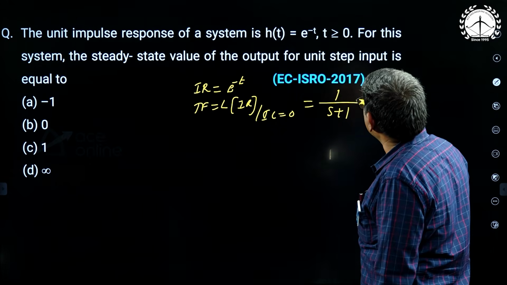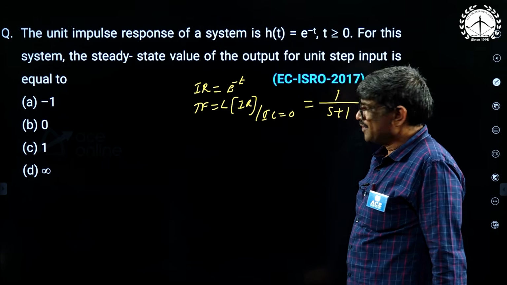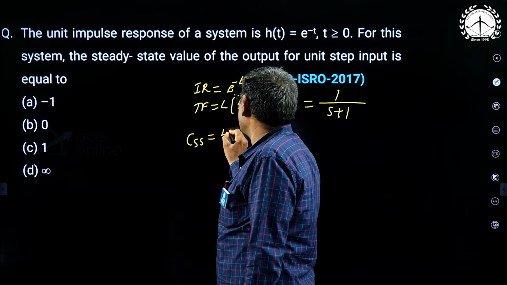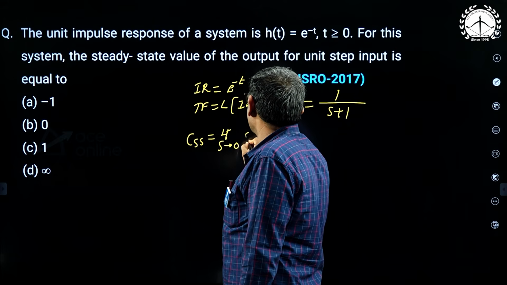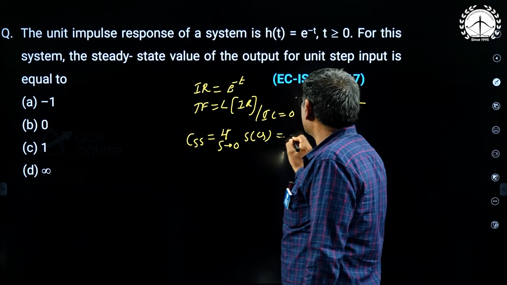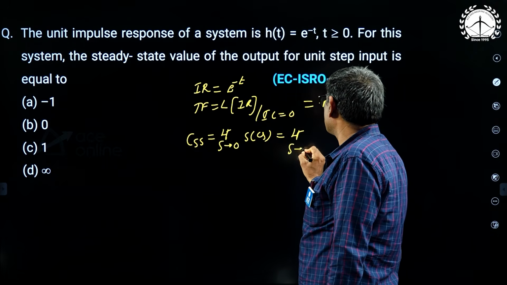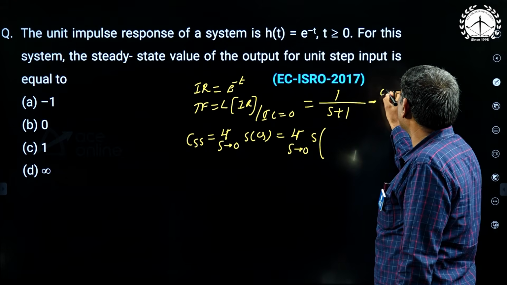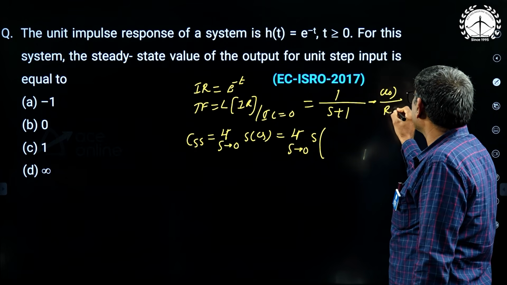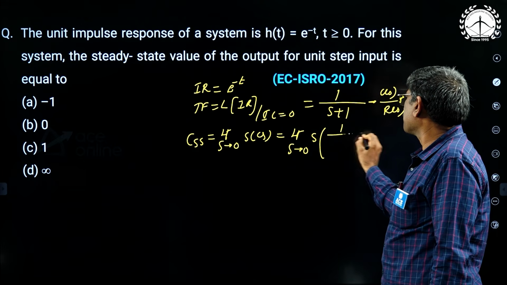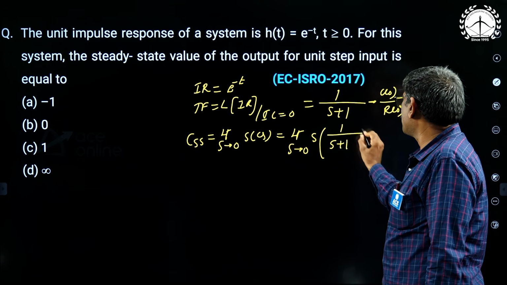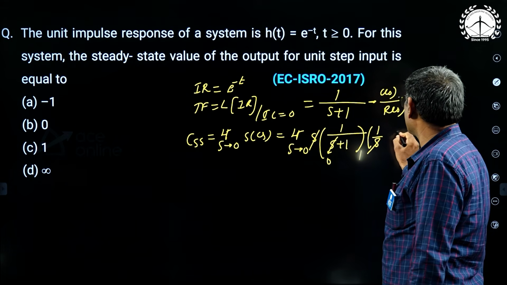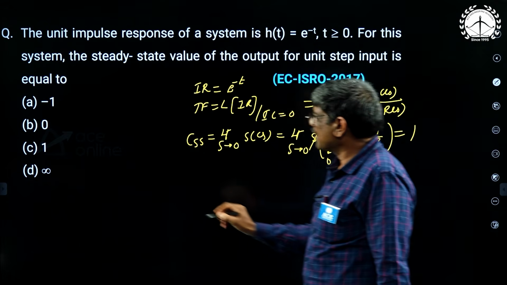You have to find the steady state value for the unit step. So, steady state value means CSS equal to limit S tends to 0 of S into C of S. What is C of S? This is C of S by R of S. That means C of S is 1 by (S plus 1) into R of S. What is R of S? 1 by S. S and S cancel. S tends to 0, substitute. What is the answer? 1. So, the answer is 1.